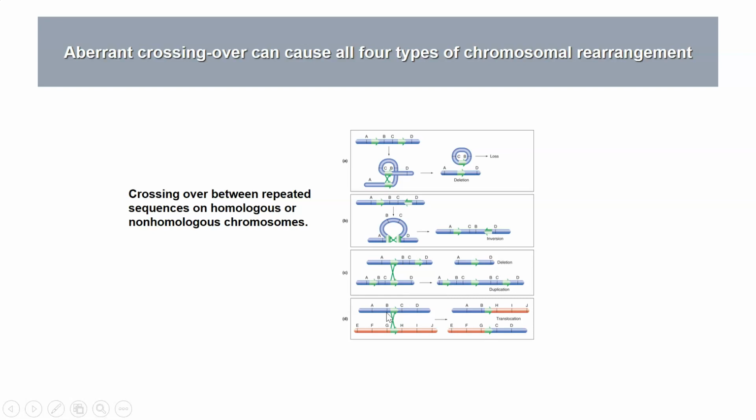Finally, if two non-homologous chromosomes have crossing over between a repetitive element that they both contain, this can produce translocations, AB linked to HIJ, and EFG linked to CD. So these two mechanisms, chromosome breakage and aberrant crossing over between chromosomes, are the two main mechanisms that produce these chromosome mutations.